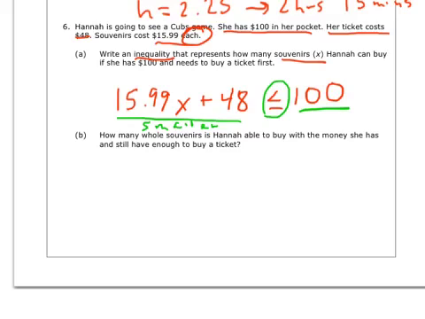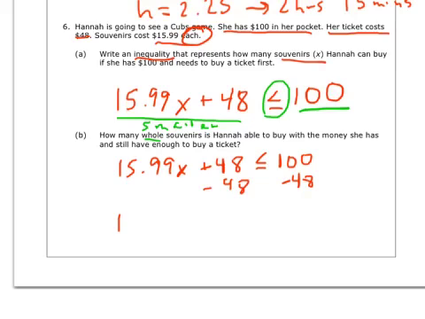Okay, let's look at part B. How many whole souvenirs, and the whole is very important, can Hannah buy with the money she has and still have enough to buy a ticket? What this is asking us to do is to solve this inequality. 15.99x plus 48 is less than or equal to 100. So we need to solve this. Subtract 48. 15.99x is less than or equal to 52.